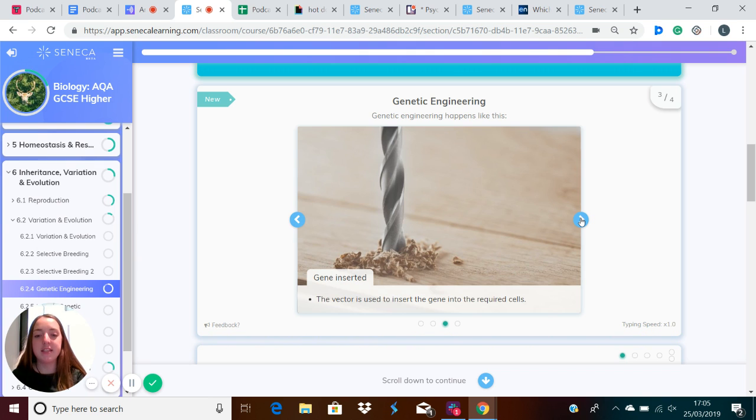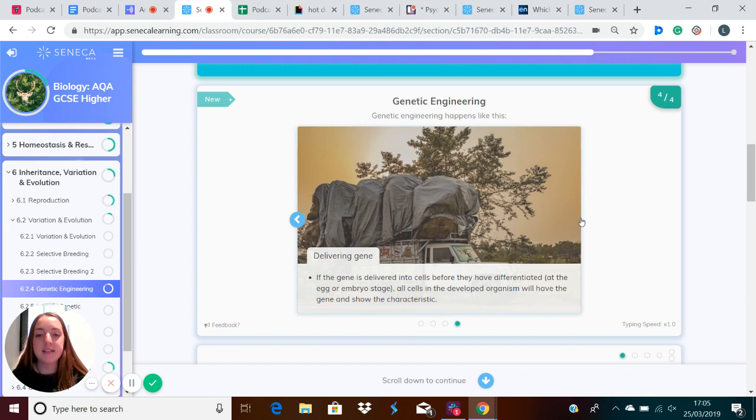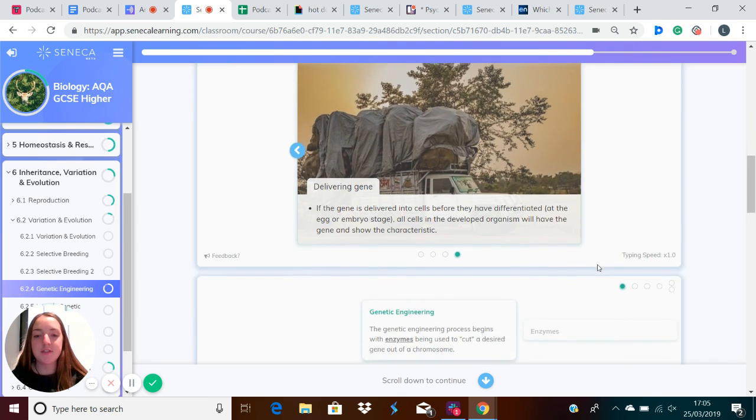So they use the vector to insert the gene into the required cells. If the gene is delivered into the cells before they have differentiated, so at the egg or the embryo stage, all cells in the developed organism will have the gene and show the characteristic.